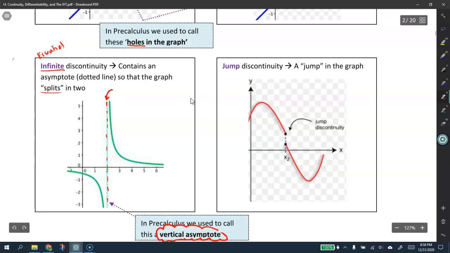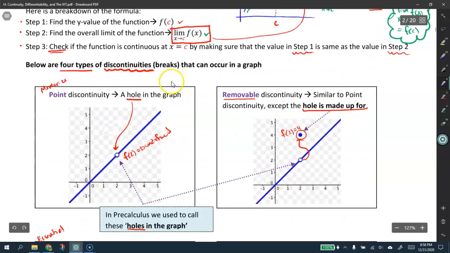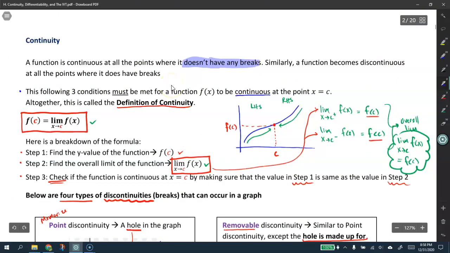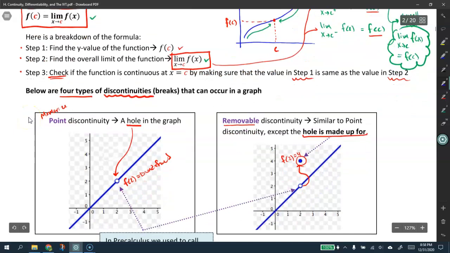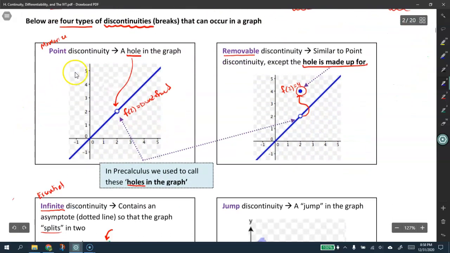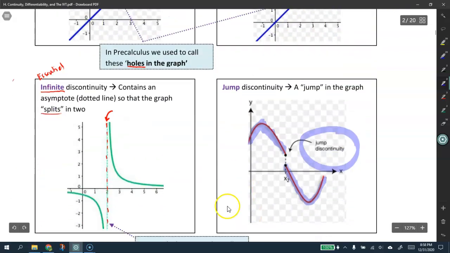And finally, the last kind of discontinuity that we have is called a jump discontinuity. And basically what you'll notice is you'll be coming along in a graph, right? You'll be coming along in a graph, and then all of a sudden there's a bit of a jump in the graph, and then you continue onwards. So that is called a jump discontinuity, and it's quite distinct from the other types of discontinuities, so it's hard to miss. So again, to recap, we now know what a continuous function is and what the definition of continuity is. But then there are some types of discontinuities, and the 4 that you need to know are called point, removable, infinite, and jump.